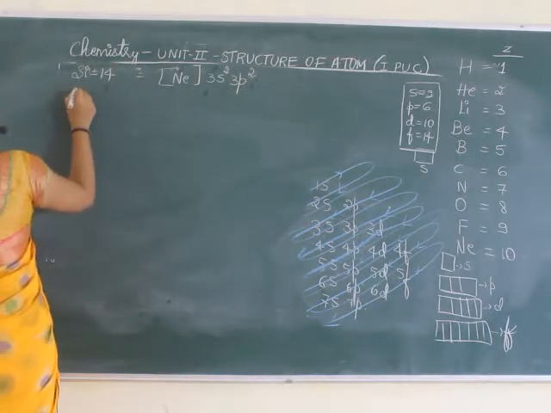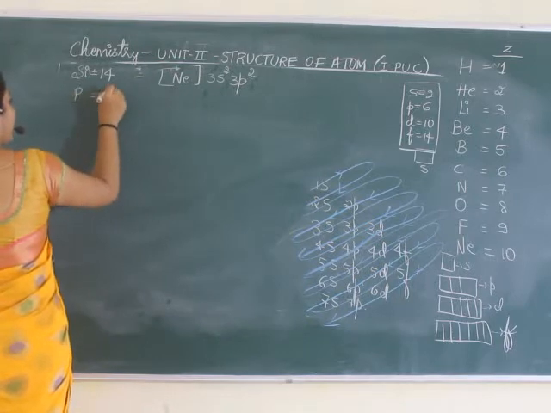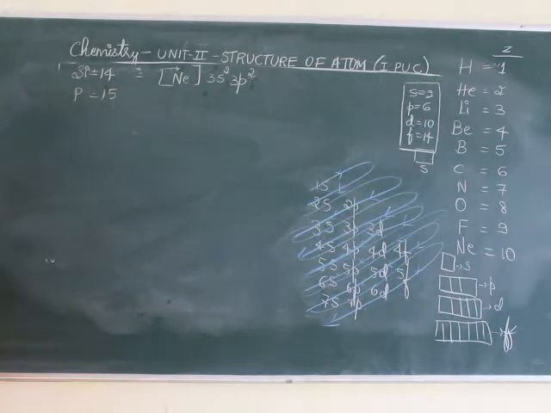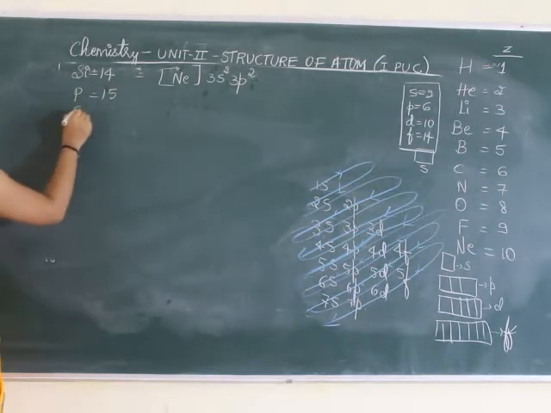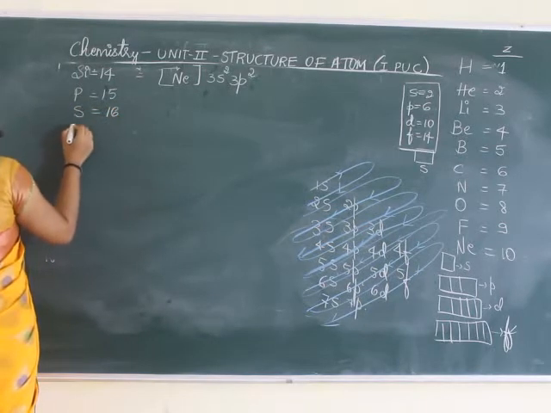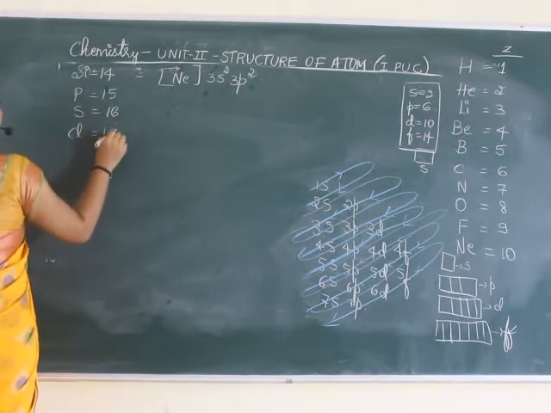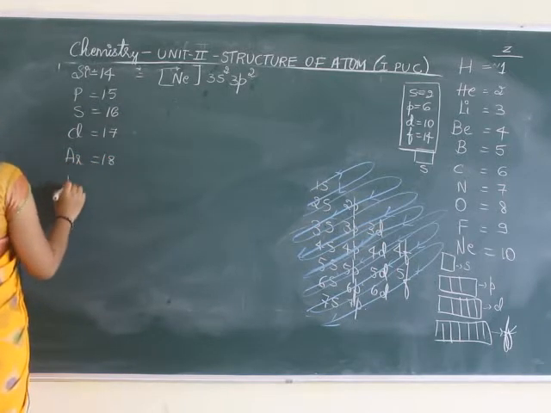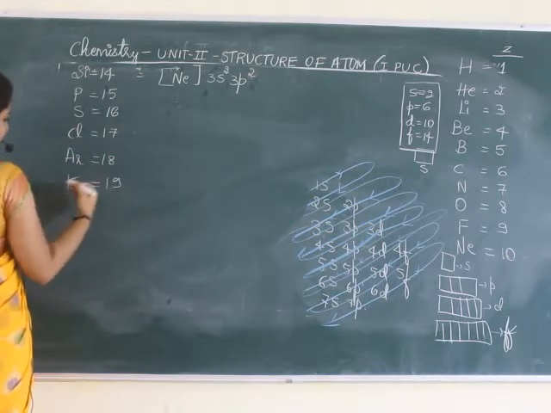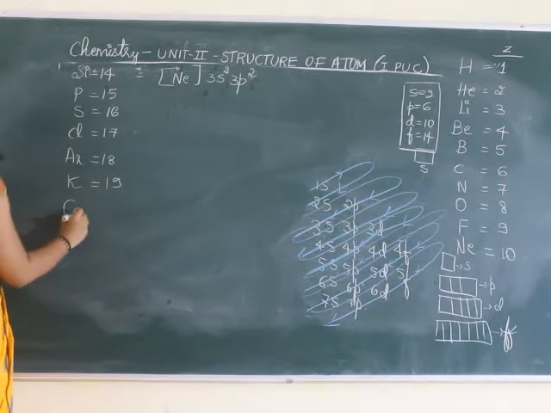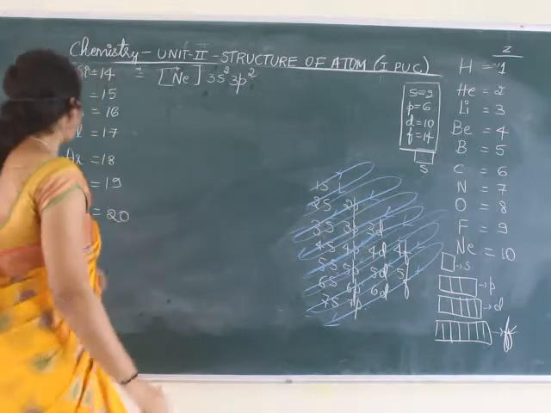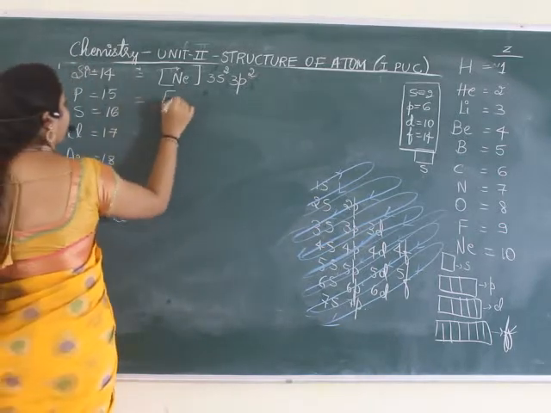Next, after silicon, phosphorus. Phosphorus 15. Then again, which one do you have next? After phosphorus, we have sulfur, then chlorine, argon. So we will write up to argon, and better we will write potassium as well, and the last one is calcium, which is 20. We'll write the electronic configuration here.